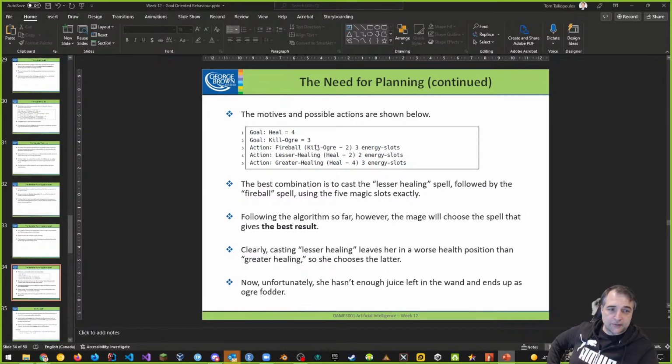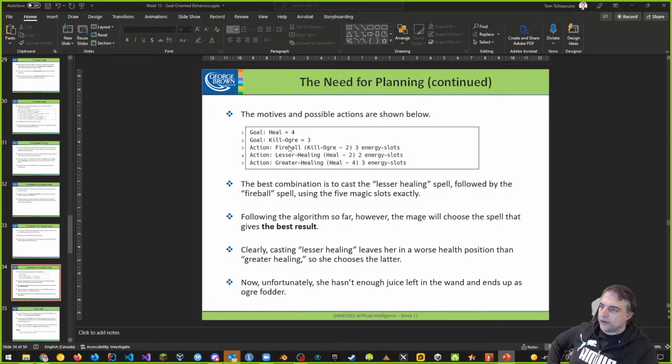But the ogre gets closer. The ogre is getting closer to you. And now we blast the ogre again. So we blast the ogre, and the ogre takes 3 energy slots. So the ogre goes down to 1, as an example. And it seems to be the best algorithm, because if we did this, then it would go from a 3 down to a 1. And then if 3 went down to a 1, then your discontentment would be the lowest when we did that. So again, we're going to choose the best result. So lesser healing leaves her in a worse health position than greater healing. So we choose the latter.